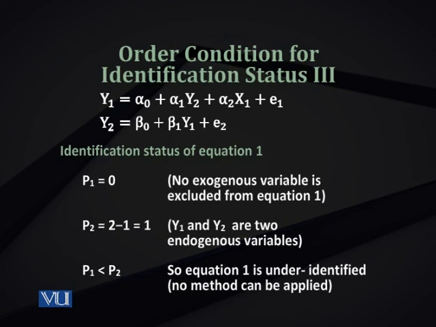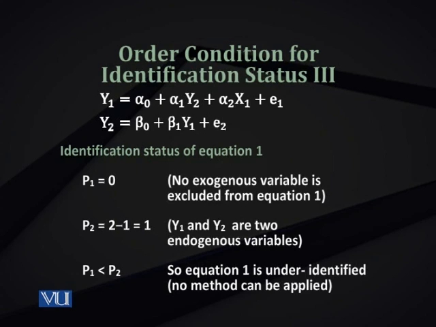The answer is no. There is no exogenous variable that is excluded from equation 1, because in the second equation you don't have any exogenous variable. So in this case, the value of P1 is 0. You have no exogenous variable excluded from equation 1.